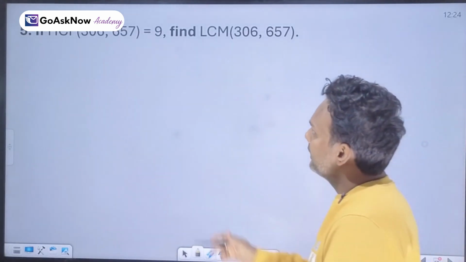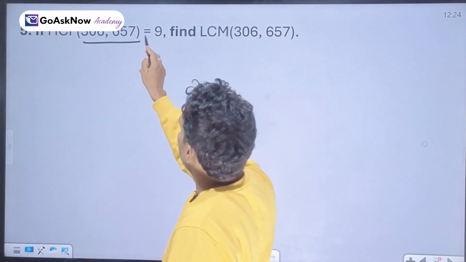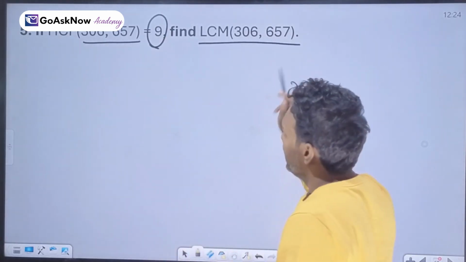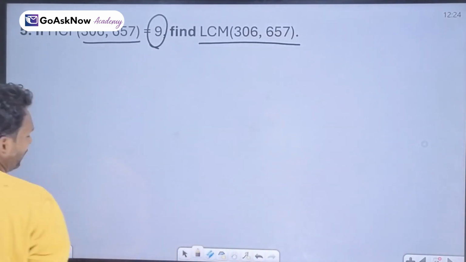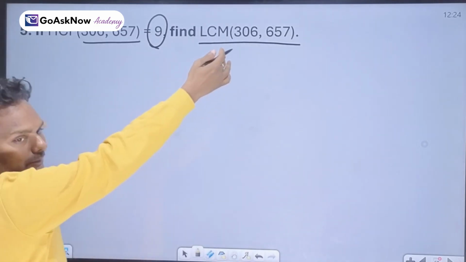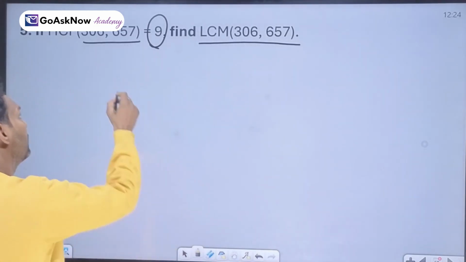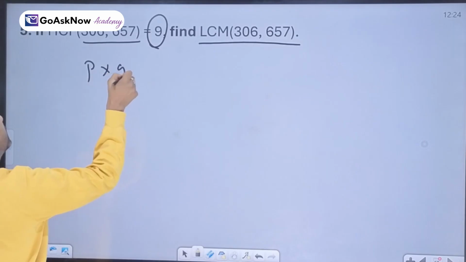If the HCF of these two numbers is 9, then find the LCM of these two numbers. So we are not going to solve it by finding the prime factorization. We will just verify this property.